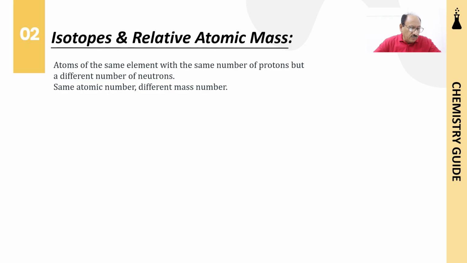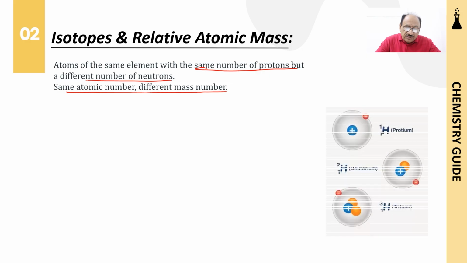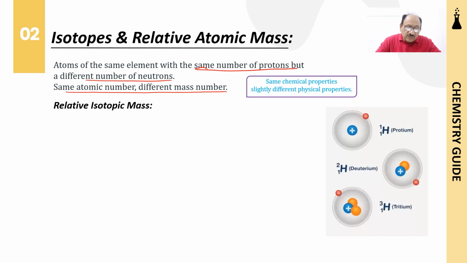Now, relative atomic masses and isotopes. What is an isotope? Atoms of the same element with the same number of protons but a different number of neutrons. So their mass number will be different, but the atomic number will be the same. For example, in the case of hydrogen, protium is 1H1, which has one proton and no neutron. Deuterium has one proton and one neutron, so its mass number is 2, and tritium has one proton and two neutrons, so its mass number is 3.